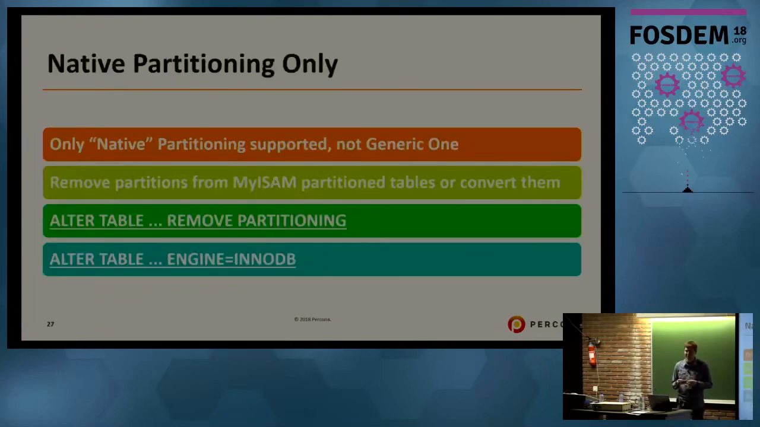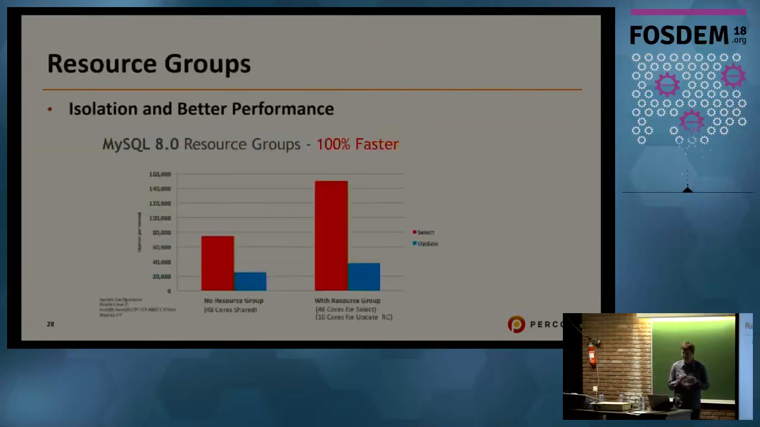Native partitioning. So generic partitioning is removed in MySQL 8. It was substantially slower than native partitioning. And that means if you're using storage engines like MyISAM, which does not have native partition support, then you would have to either remove partitioning from that, or convert the table to InnoDB before upgrading.